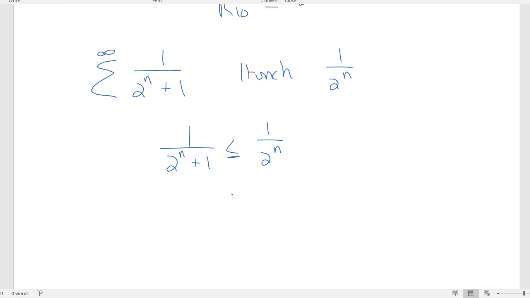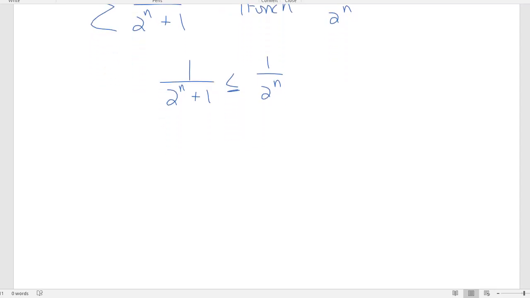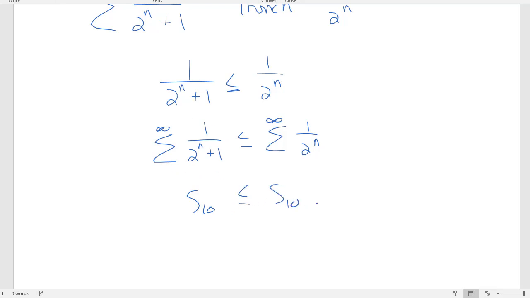It's not less than or equal to, but it is bigger. So let's suppose we sum the first 10 terms of this series. We know the sum of 1 over 2 to the n plus 1 will be less than the sum of 1 over 2 to the n, and that's the infinite sum. Now let's suppose we're using the sum of the first 10 terms for the series that we're considering. We know that that will be smaller than the sum of the first 10 terms for my known geometric series.